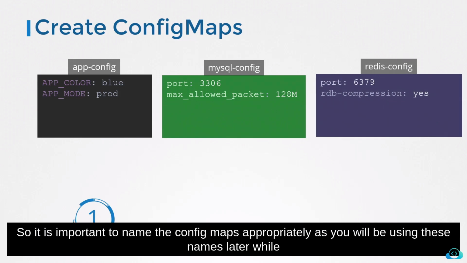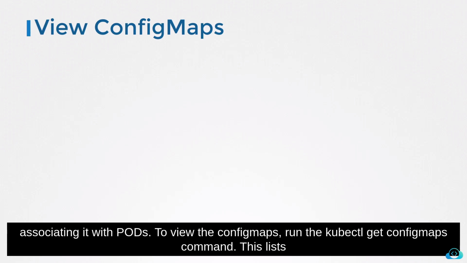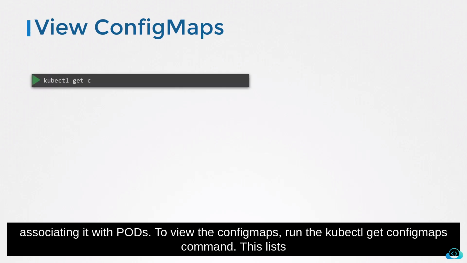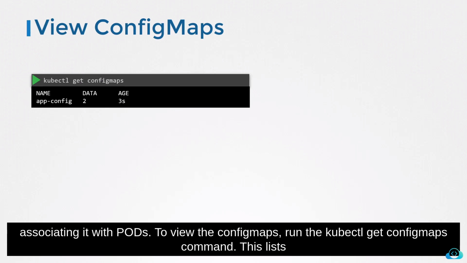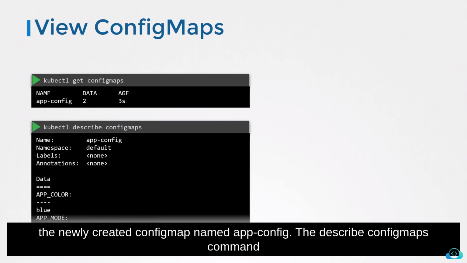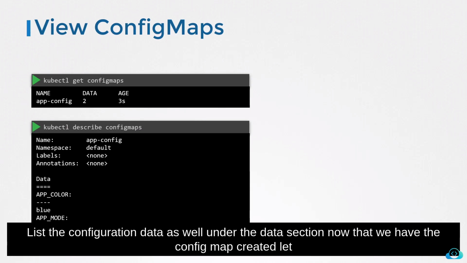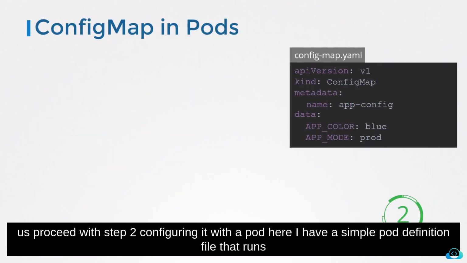So it is important to name the config maps appropriately, as you will be using these names later while associating them with pods. To view config maps, run the kubectl get configmaps command. This lists the newly created config map named app-config. The describe configmaps command lists the configuration data as well under the data section. Now that we have the config map created, let us proceed with step 2, configuring it with a pod.